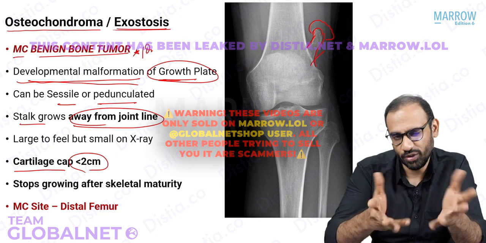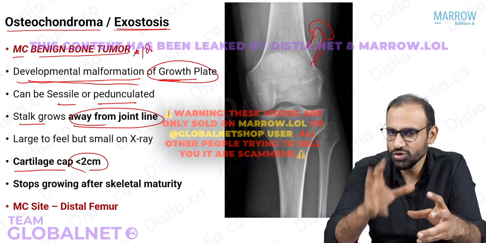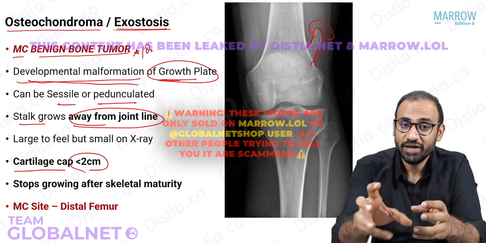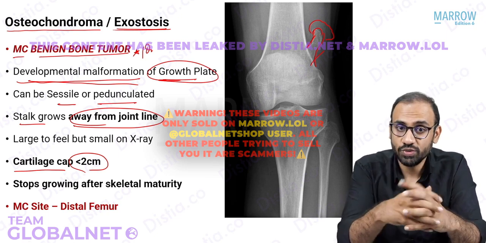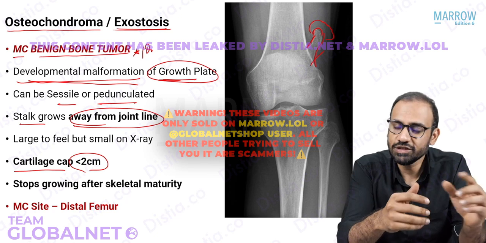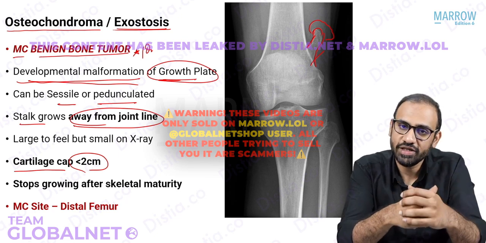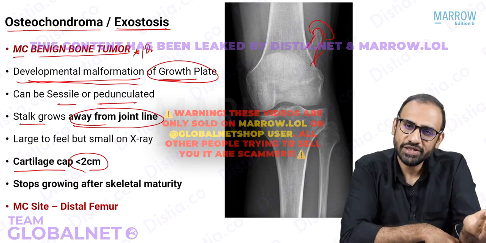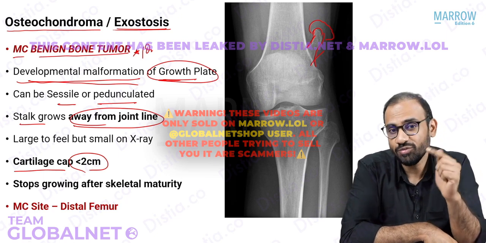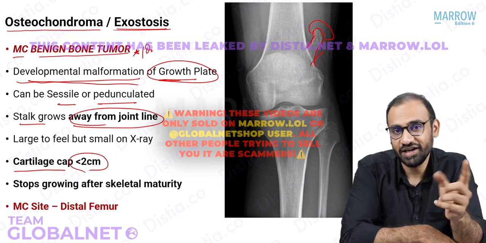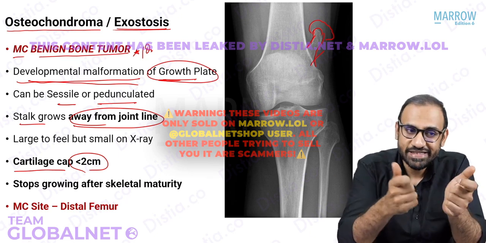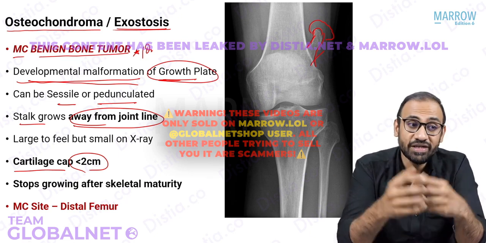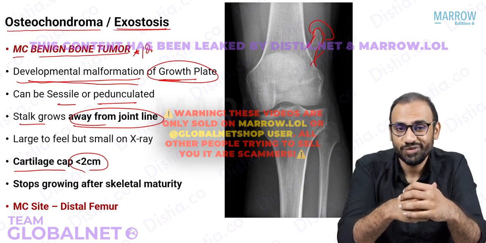Swelling around the joint, particularly the knee joint. Okay, a swelling around the joint. You palpate it. What will you notice? You feel that it's a large swelling, a bony swelling that's large. You send the patient for X-ray. And what will you notice on X-ray? You will notice a small lesion on X-ray because you're only looking at the bony pedicle and not seeing the cartilaginous cap. So there will be this clinico-radiological discrepancy in osteochondroma that will help you make the diagnosis.